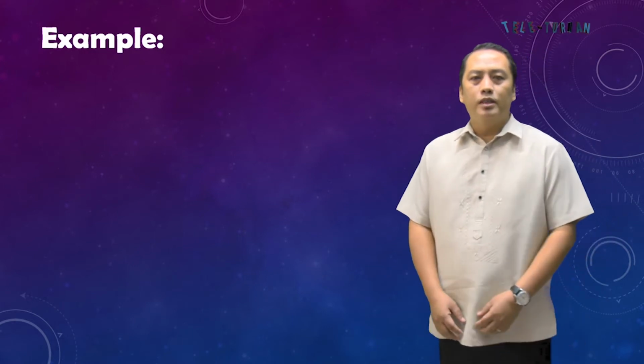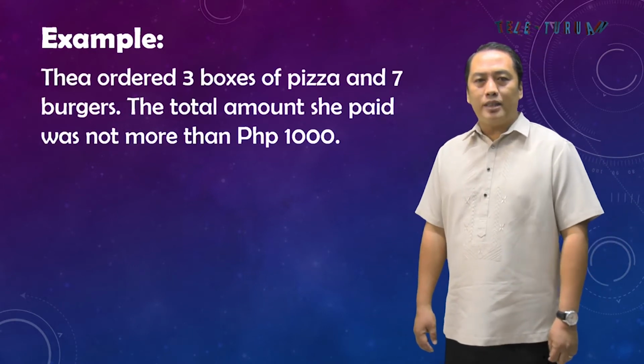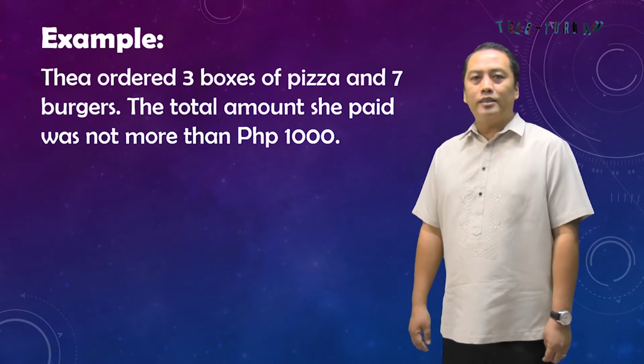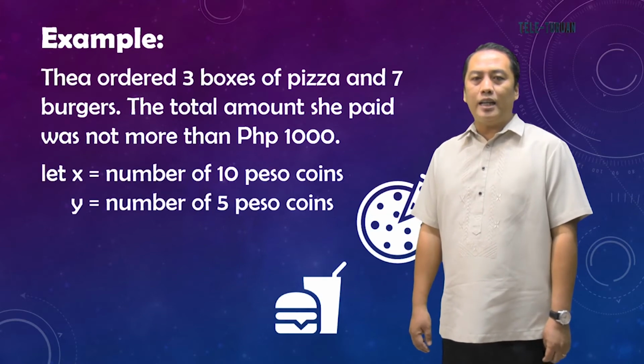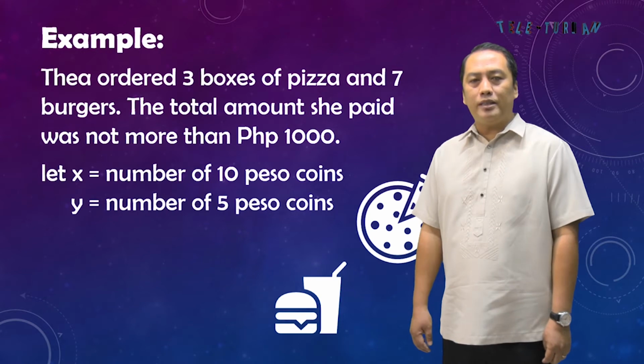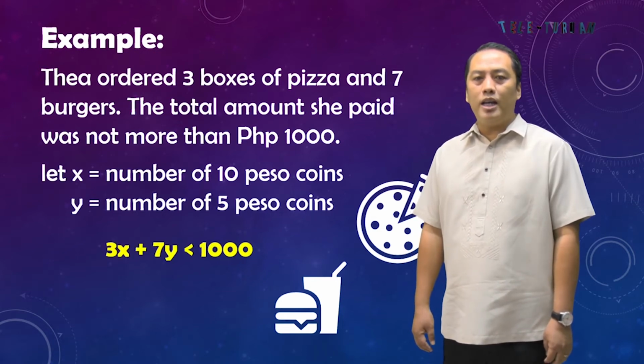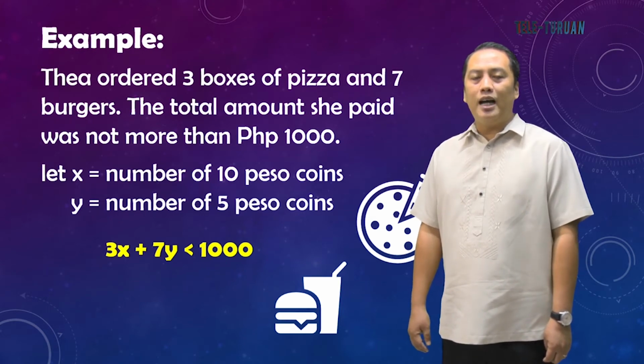Another example. Thea ordered 3 boxes of pizza and 7 burgers. I bet she's very hungry. The total amount she paid was not more than 1,000 pesos. Again, the keyword is "not more than." If we let x be the cost of 1 box of pizza and y be the cost of 1 burger, then the statement will translate to the inequality 3x plus 7y is less than or equal to 1,000. As we know, "not more than" in symbol is less than or equal to.